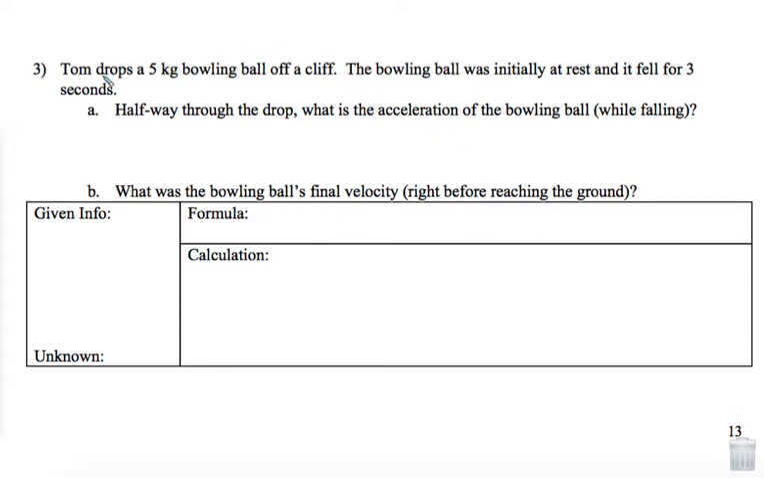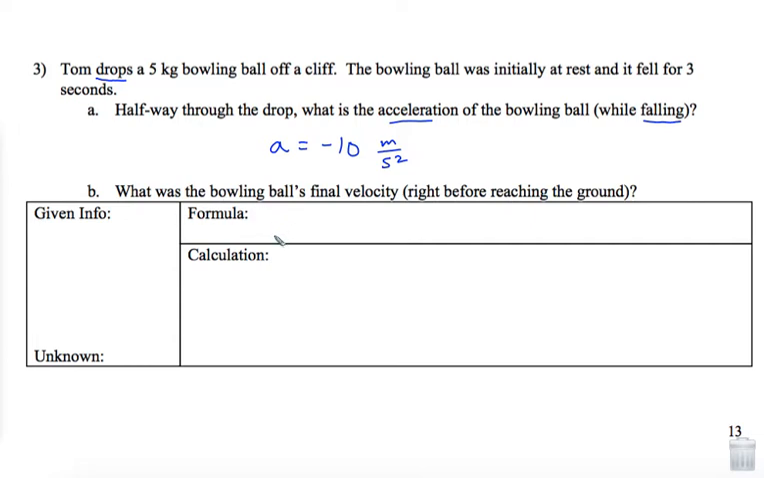Okay, so we're dropping something. It's falling. That means the acceleration is negative 10 meters per second squared. That's true halfway through the drop. It's true at the beginning of the drop. It's true at the bottom. It's true the whole time the object is in the air. We know the acceleration is negative 10 meters per second squared.